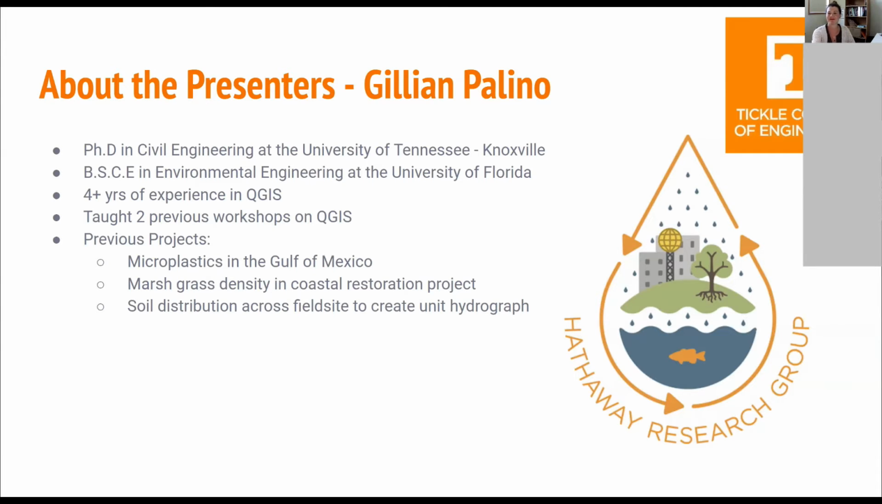But yeah, so my previous projects working in QGIS, just to give you an idea of some of the different types of projects and data that we can analyze and questions we can answer. I've looked at microplastic distribution within the Gulf of Mexico, both linearly within the water column and also distributed across the Gulf. I've also looked at the different types of coastal restoration projects and their impact on marsh species, so whether or not specific restoration projects increase or decrease or change the location of marsh grass.